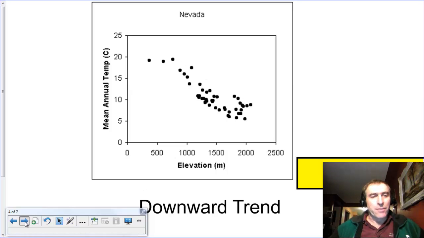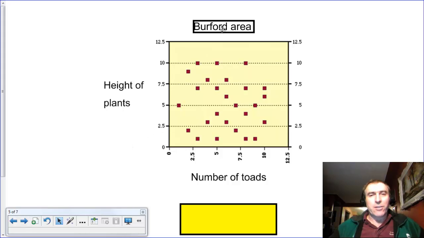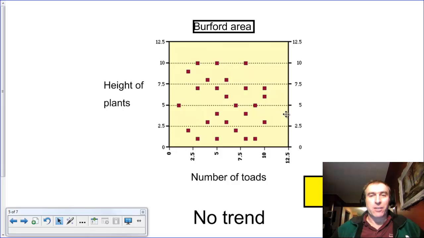Well, what happens if you get something like this? Here you've got the Burford area, you've got heights of plants in the various areas around Burford, and the number of toads that would be in that area. And so someone plotted this all out, and lo and behold, is there an upward trend? No. Is there a downward trend? No. There's no trend at all. In fact, that's what we call it. No trend or no correlation.